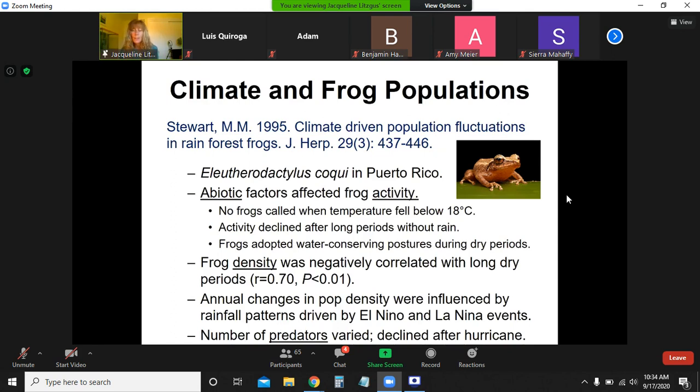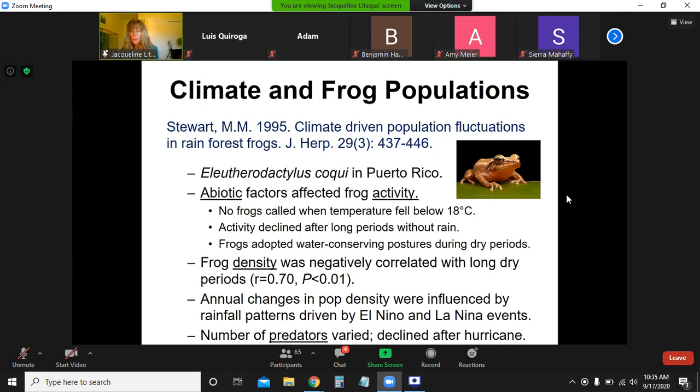So this is a study about coqui frogs in Puerto Rico. This is a terrestrial frog that lays terrestrial eggs. It has a very fast life history, meaning that it reproduces and grows up, becomes mature pretty quickly, reproduces, and then doesn't live much past that. So that's a very short lifespan and fast reproductive cycle.